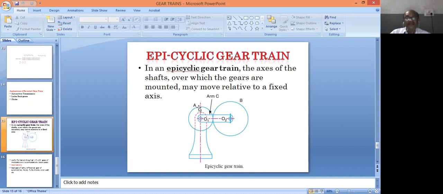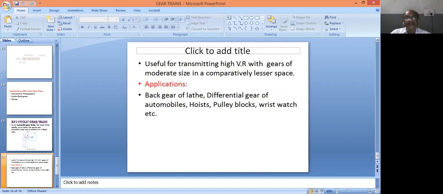But for our consideration, if gear A is fixed and the arm is made to rotate about the center of rotation O1, when power is given, gear B is forced to rotate around and upon gear A. So gear B is forced to rotate upon and around gear A. Such a type of motion is called epicyclic. As gear B moves outside gear A, it is an epicyclic motion, and such gear trains are called epicyclic gear trains.